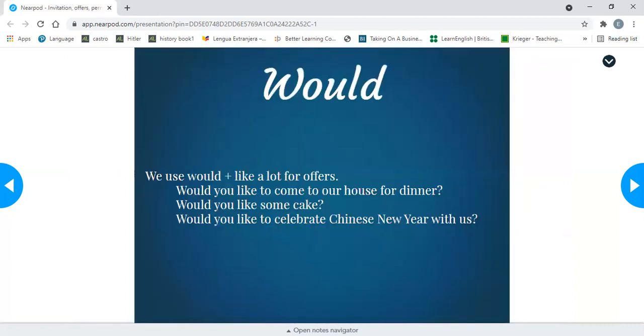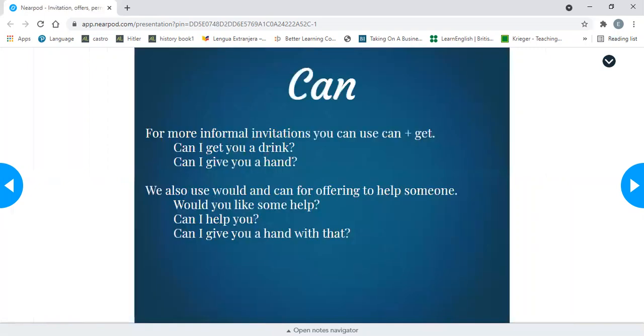Let's continue working. We have would over there, okay? It was the first one, would. We use would plus like a lot for offers, to make offers. Would you like to come to our house for dinner? Would you like some cake? Would you like to celebrate Chinese New Year with us? You are making offers. It's a polite way to ask if somebody wants something.